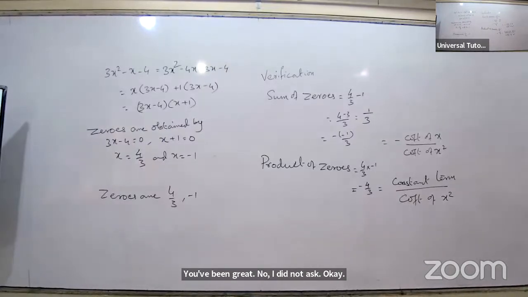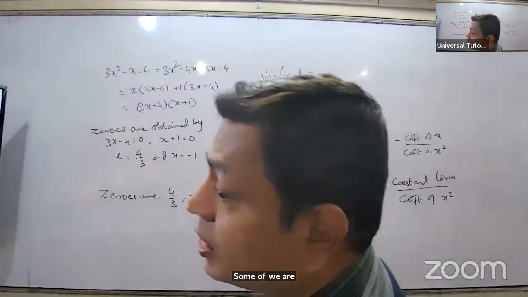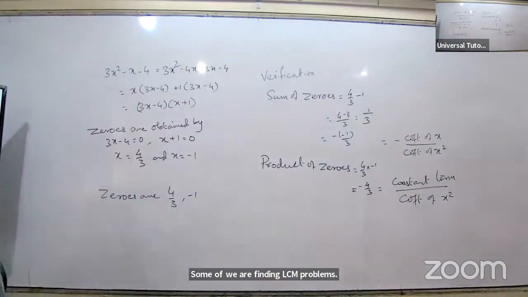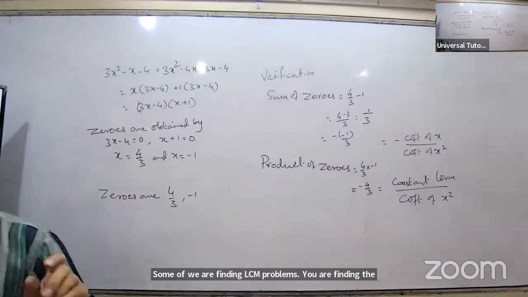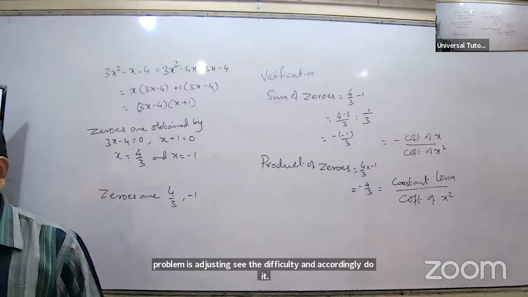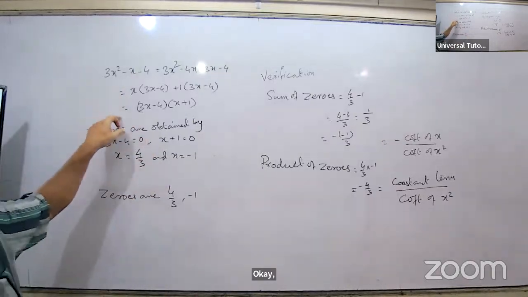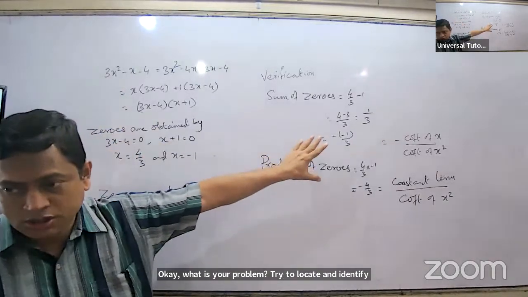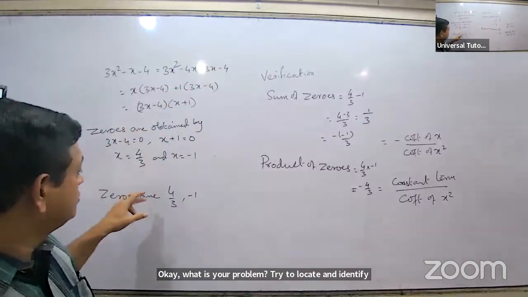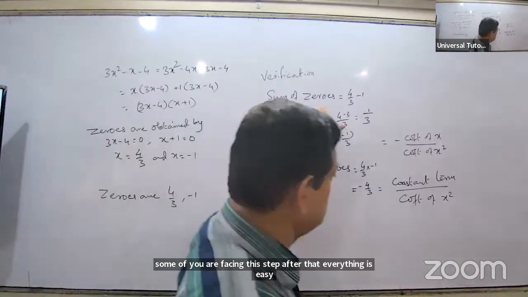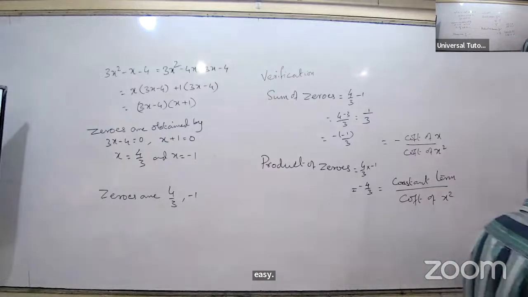Steps written. Okay now. In factorization, some people are struggling. Some of you are finding the LCM a problem. Some of you are finding the adjusting a problem. See the difficulty and work on it accordingly. Okay, what is your problem? Try to locate and identify. Some of you are facing this step, after that everything is easy. Some of you are facing this one after addition and equating. What is your problem? Tell.